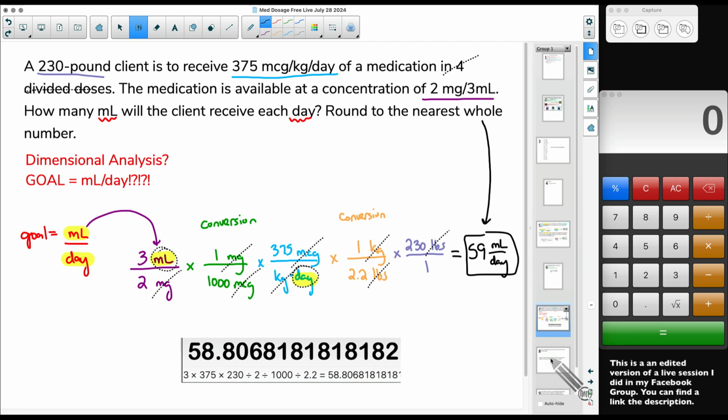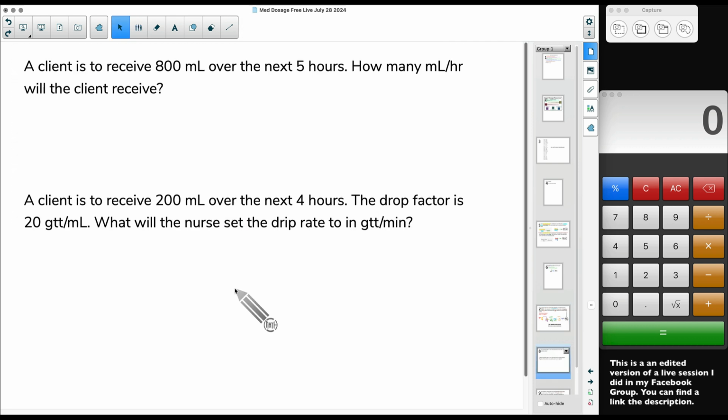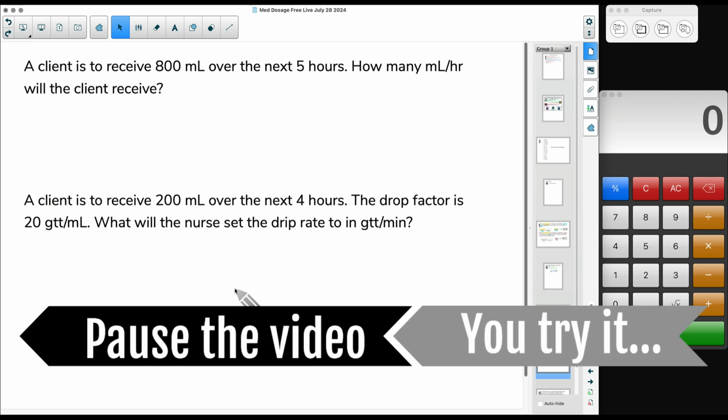Now, next problem for med dosage, we're going to move on to another type of question that comes with formulas, is milliliters per hour and drops per minute.